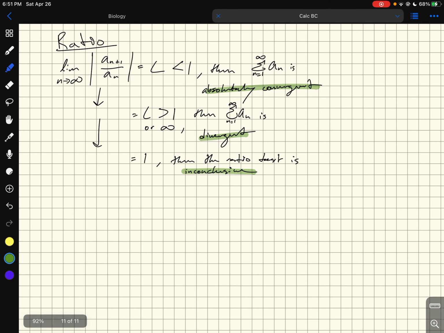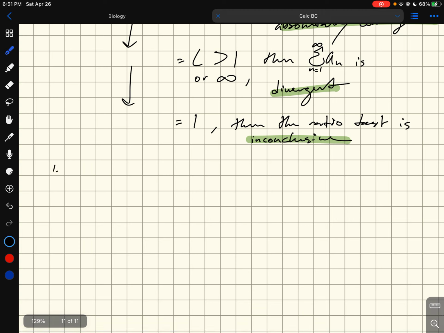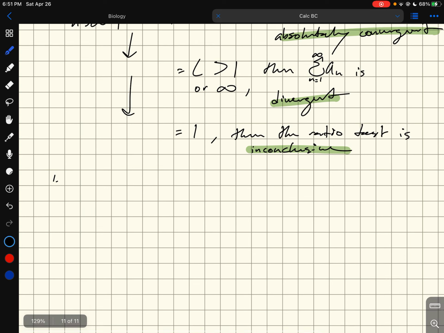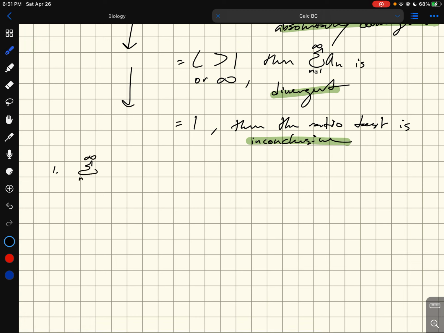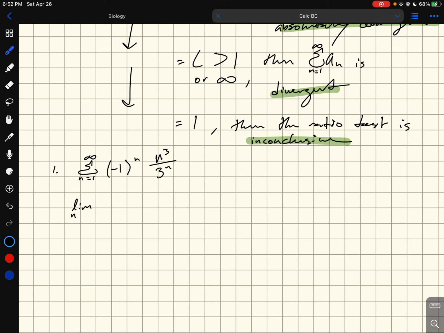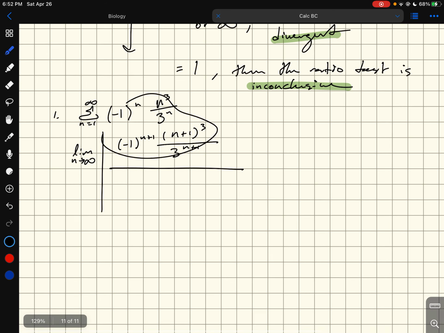So let's do a practice problem with this one. Okay, I'll do a simpler one to start out. So our sequence is going to be (-1)^n times n cubed over 3^n. To solve for convergence or divergence using the ratio test, we want to replace all these n's with n plus 1. So up here, n plus 1 cubed, and 3 to the n plus 1, and then that's going to be over just the regular sequence.